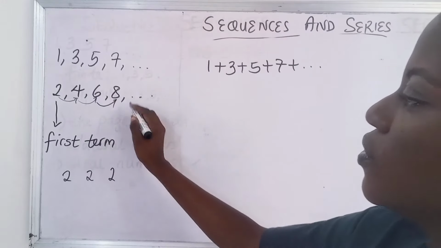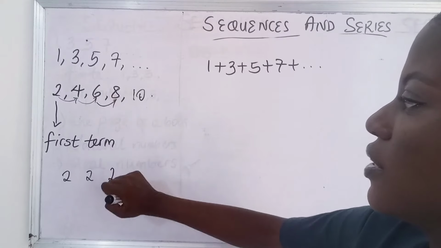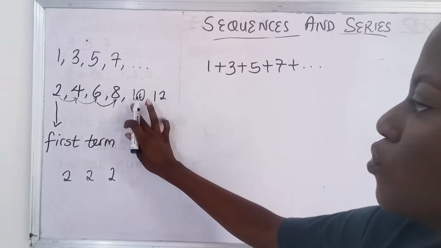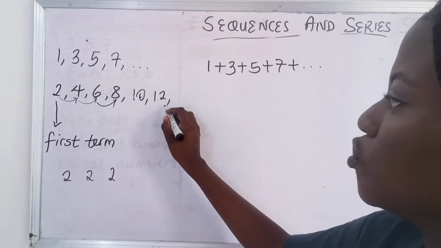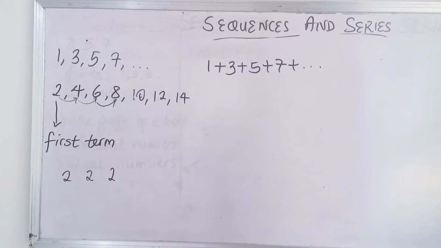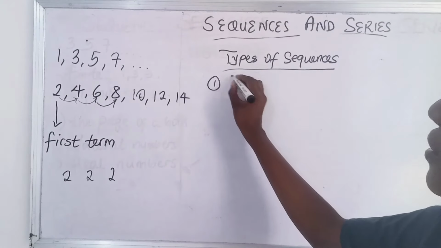The next one should be what? 10, because 8 plus 2 is 10. The next one should be 12, because 10 plus 2 is 12. The next one should be what? 14, because 12 plus 2 is 14. Do you get what we're saying? We have the finite sequence.